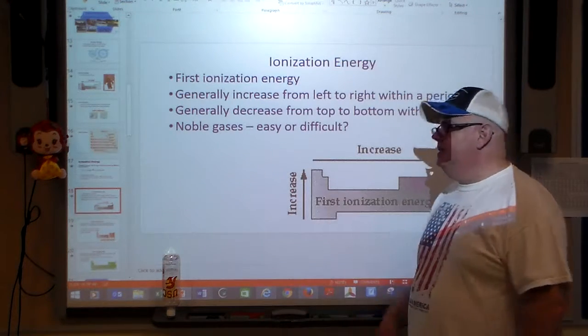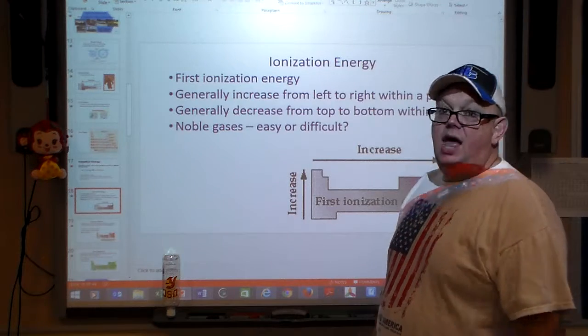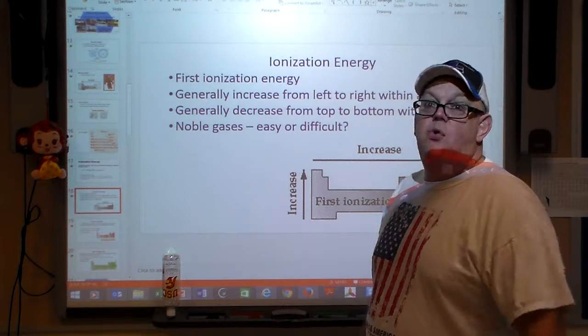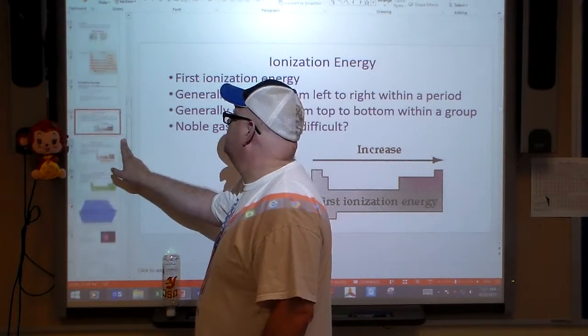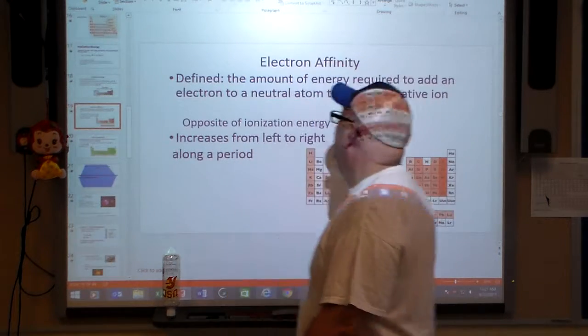It still can be done. We can do second ionization, third ionization, fourth ionization. We can do that, but that's outside the scope of our course here.